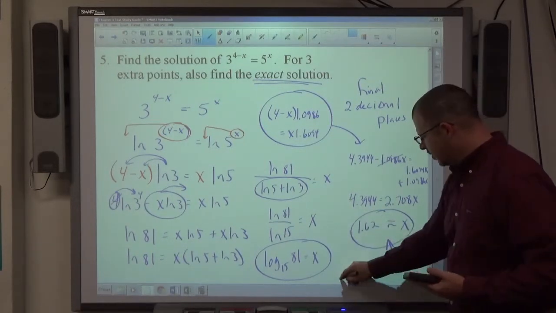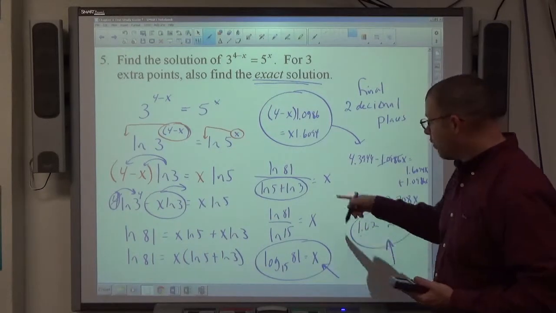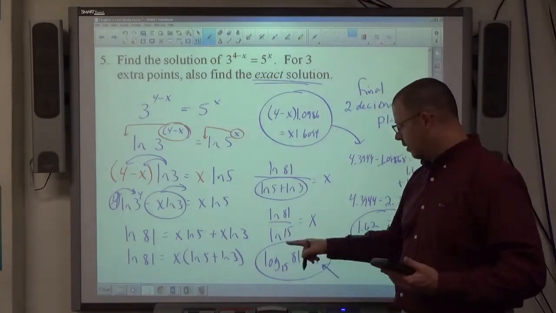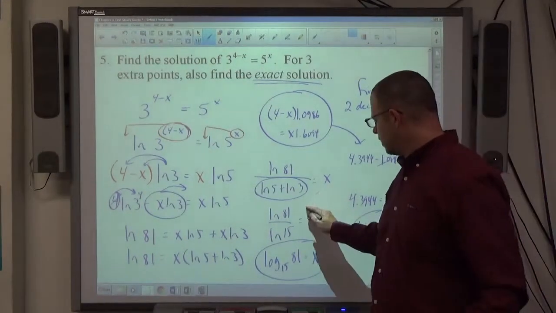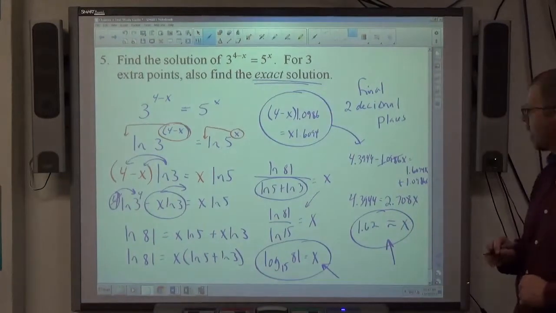That's full credit. This is extra 3 points. If you go for the extra 3 points, that's how I'm expecting your answer to look: log of some number, base some number. That gets you the 3 points. Don't stop here. Get me all the way to that point.